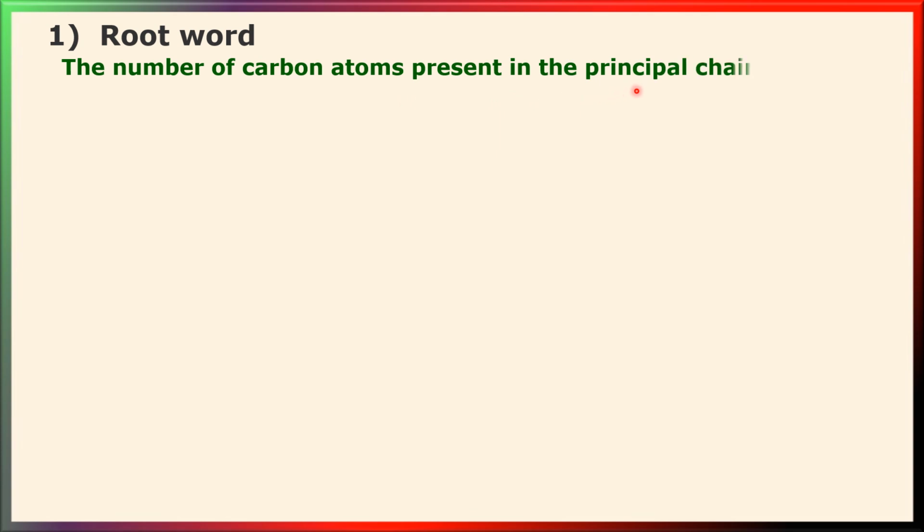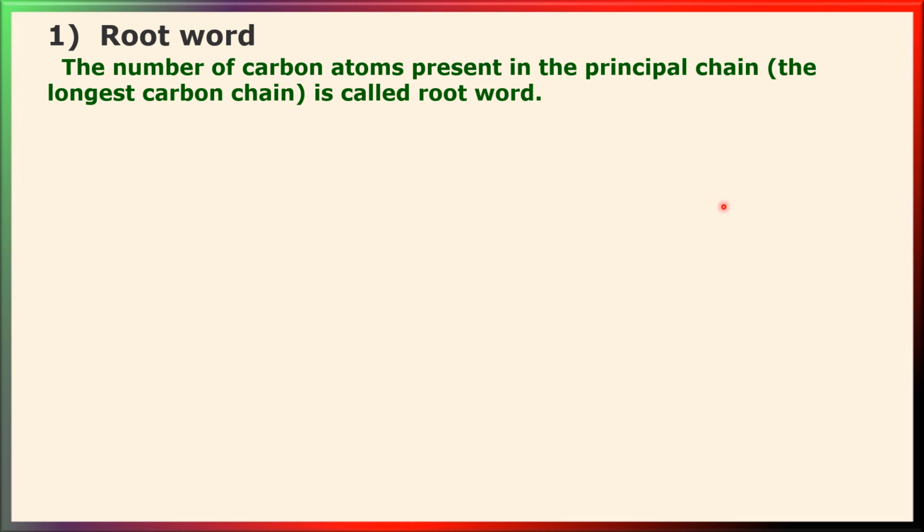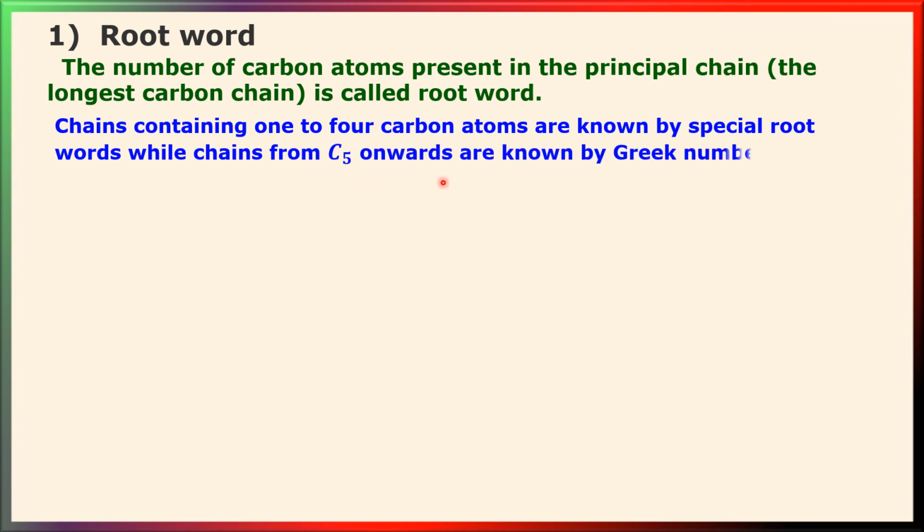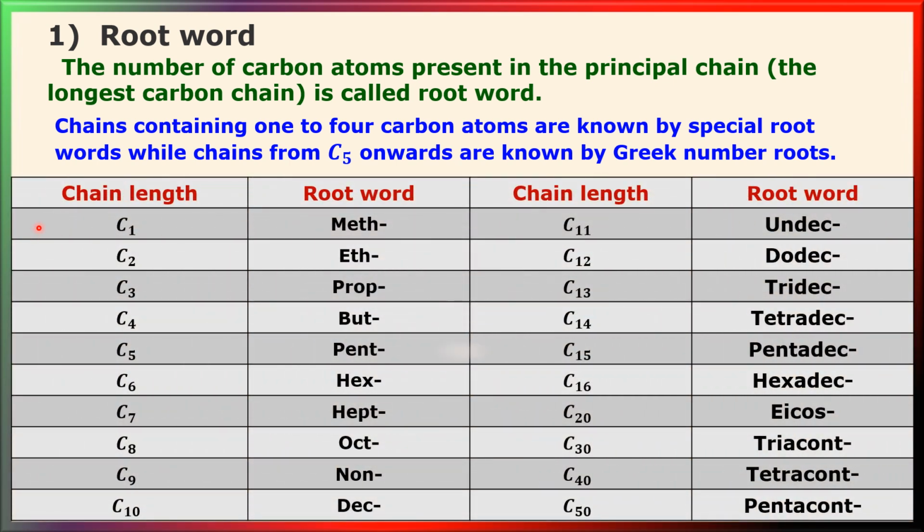Root word. What is root word? You can see here. The number of carbon atoms present in the principal chain, that is the longest carbon chain, is called root word. Chains containing 1 to 4 carbon atoms are known by special root words, while chains from C5 onwards are known by Greek number root words. You can see here. Here some root words have been given depending upon the number of carbon atoms present in the chain.